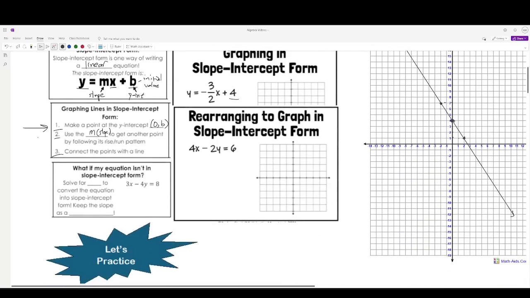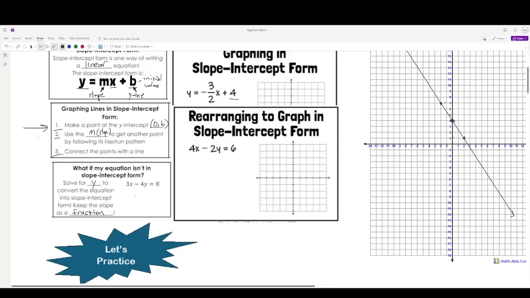All right, next, what if your equation isn't in slope-intercept form? Well, we'll talk about other actual forms later that you can use to graph from, but for right now, we want to figure out how to change a line into slope-intercept. That's why we learned about literal equations, so that we can rearrange all of our terms and solve for y. So we're going to solve for y, and that will convert the equation into slope-intercept form. We want to make sure we keep the slope as a fraction, not a decimal, because we want to be able to see the rise and the run.